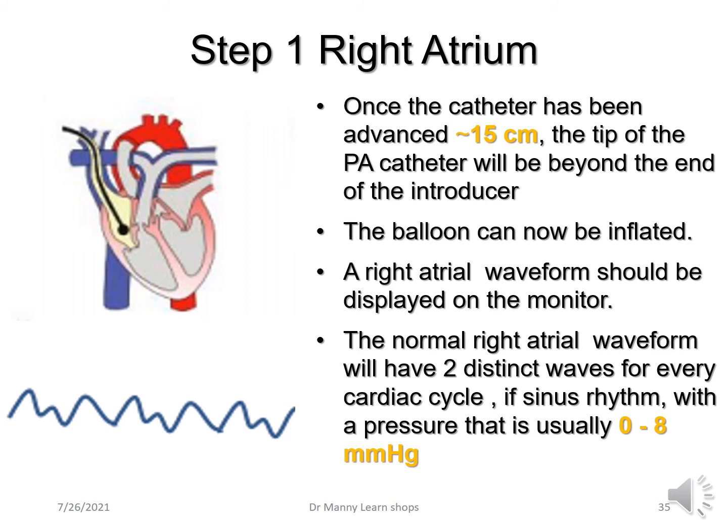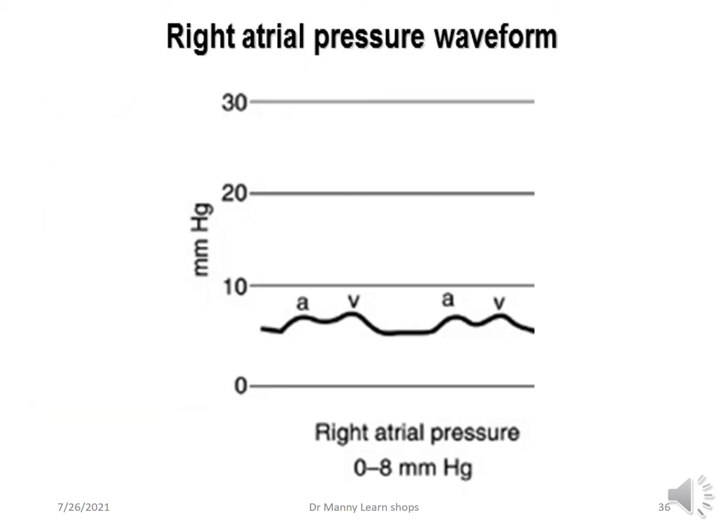The normal right atrial pressure waveform will have two distinct waves for every cardiac cycle if sinus rhythm, with a pressure that's usually about 0 to 8 millimeters of mercury. So if we look at the right atrial pressure waveform, it's typically an A V wave, and it's typically between 0 to 8 under normal circumstances.